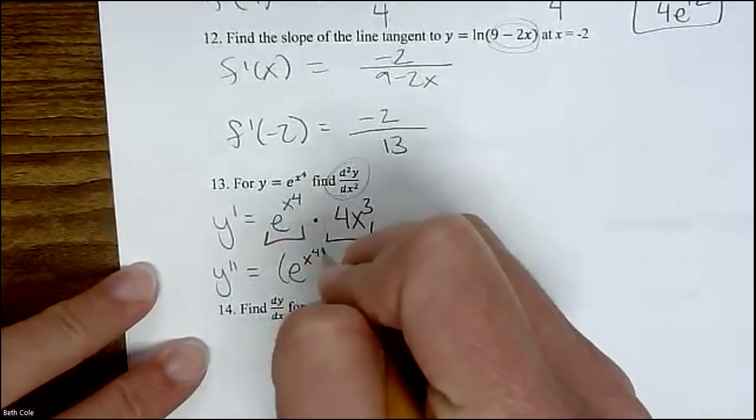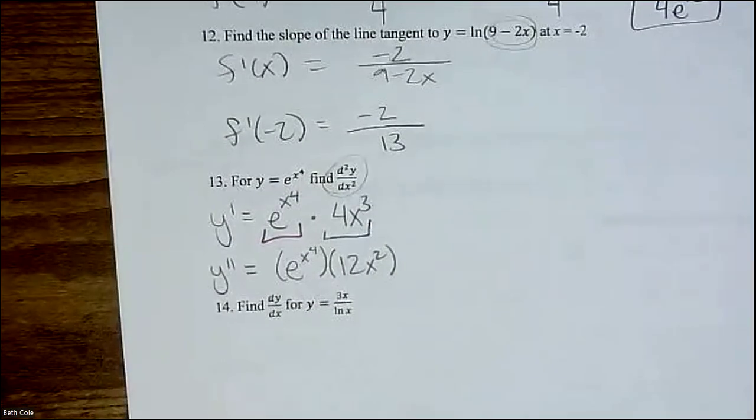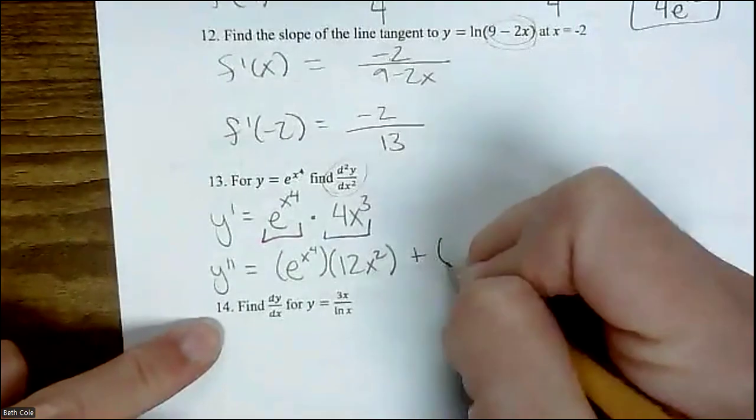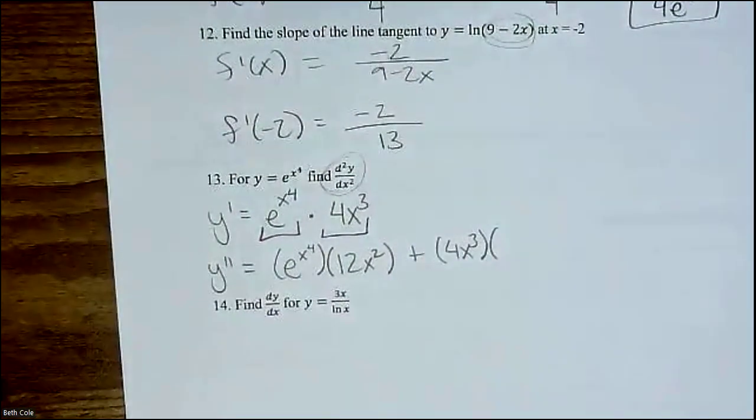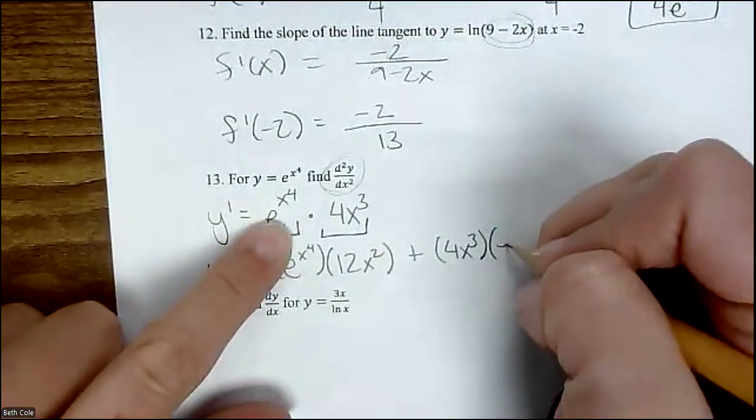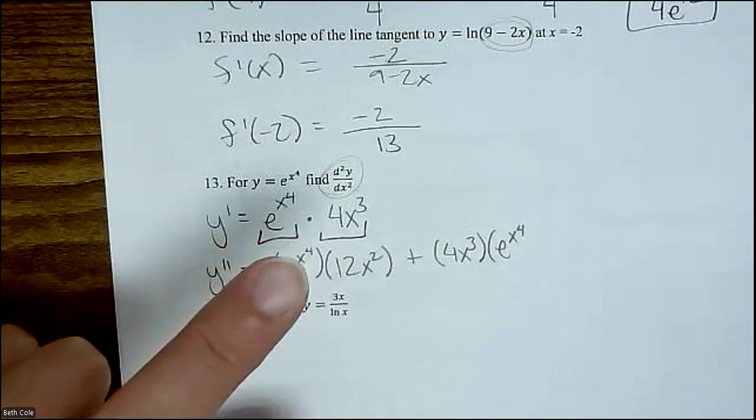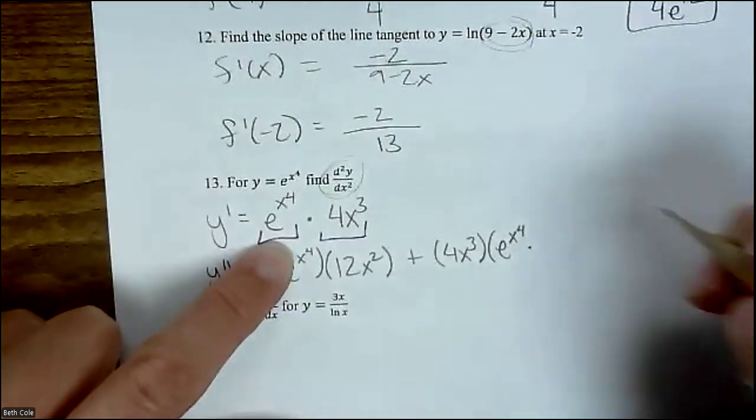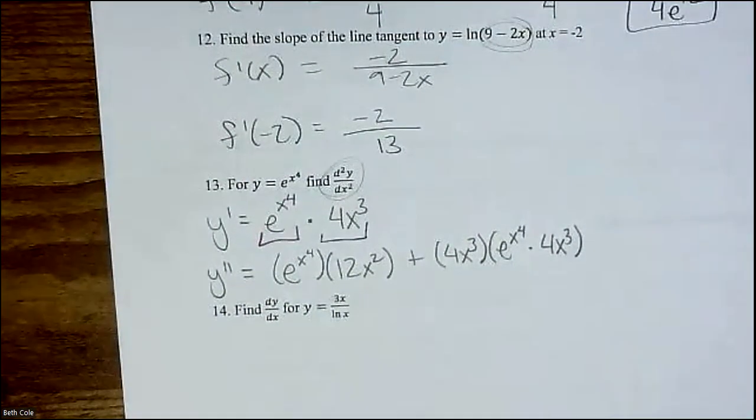All right, so product rule. First thing times derivative of the second, plus the second thing times derivative of the first, which would be itself times, good job, perfect.